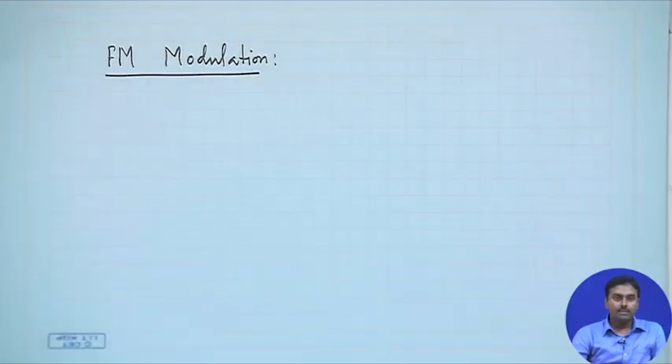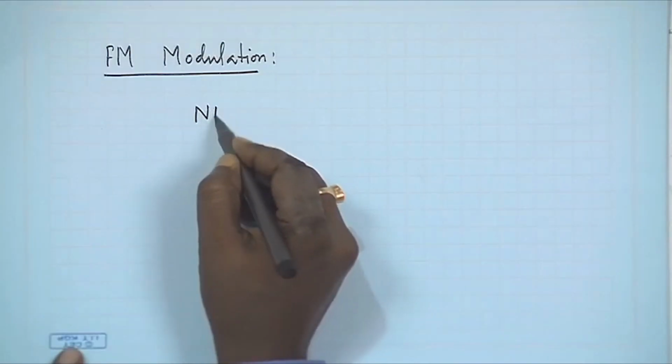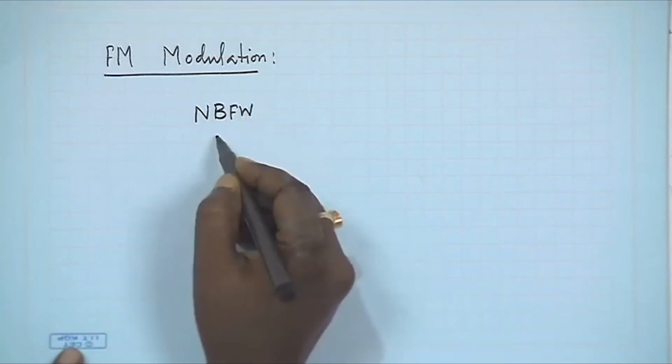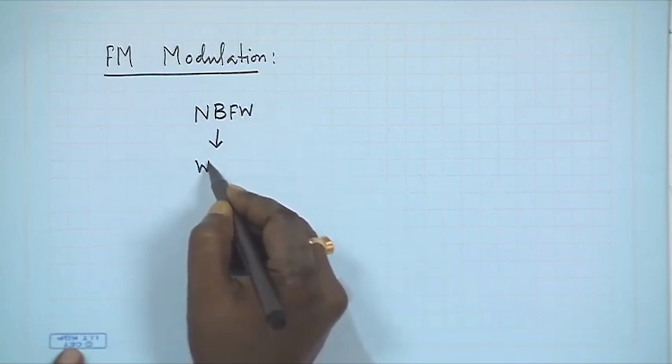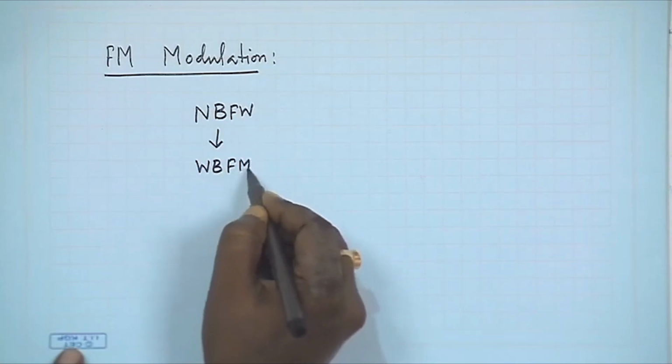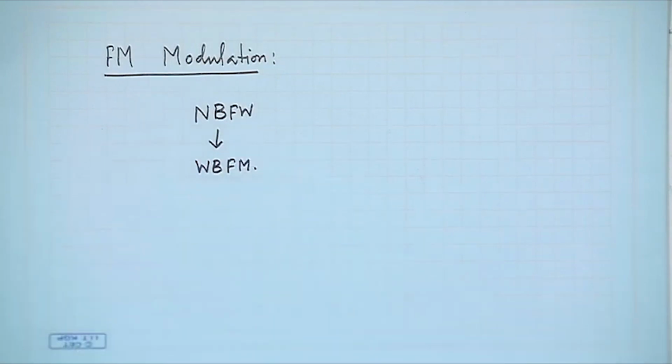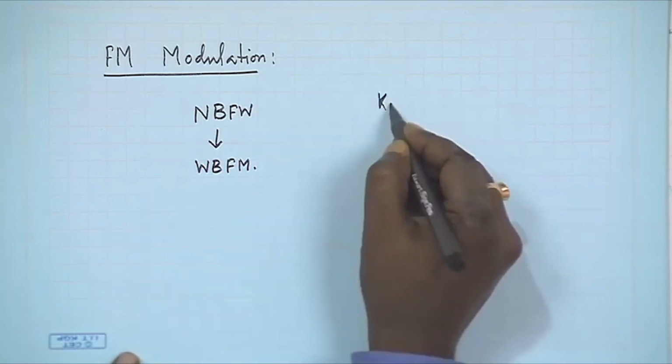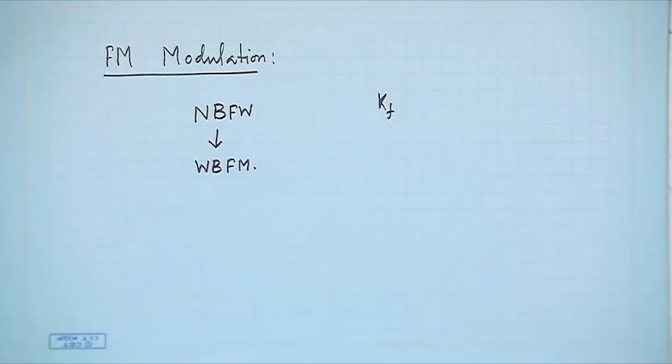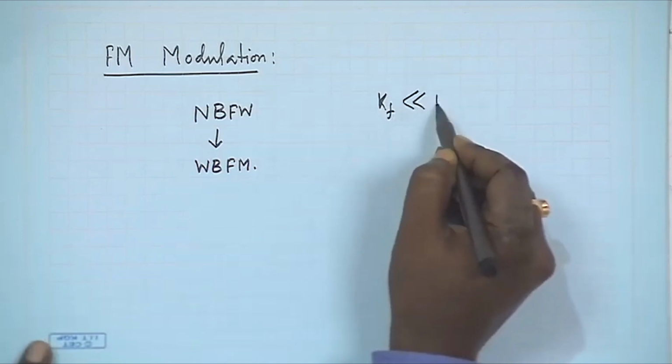But before we start, we should also characterize 2 things. Probably we have already started characterizing that. We have said that there is something called narrowband FM, which is called NBFM, and the counterpart of that is wideband FM. Okay. So, what is narrowband FM? We have said that if the frequency deviation is very small, especially that KF value is very small, much smaller than 1.